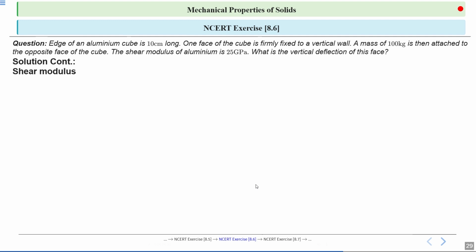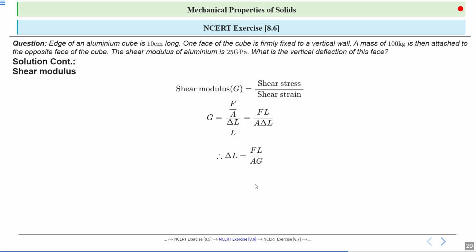Alright. Now recall what the shear modulus is. The shear modulus, often represented by the letter G, is shear stress divided by shear strain. So G equal to F by A divided by delta L by L. When we rearrange, it will be FL divided by A into delta L. So delta L is equal to FL divided by AG. So substitute the values and you will get delta L. So it will be 980 into 0.1 divided by 10 raised to the power minus 2 into 25 into 10 raised to the power 9.